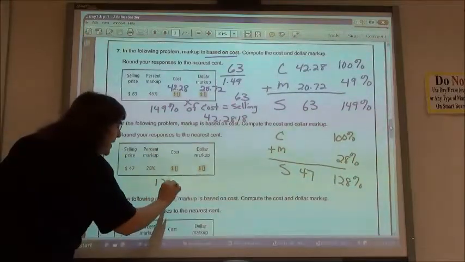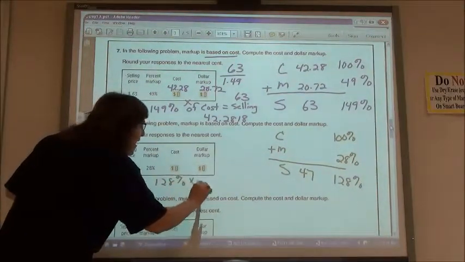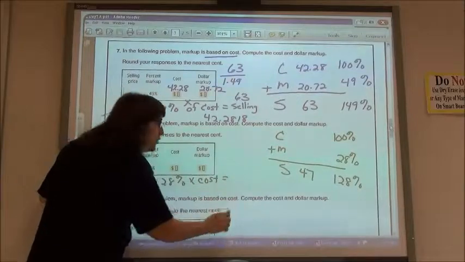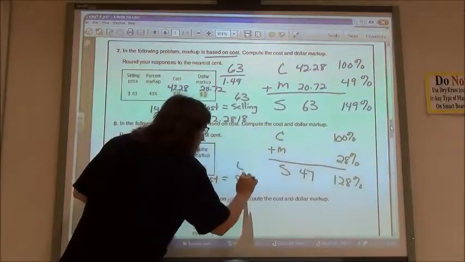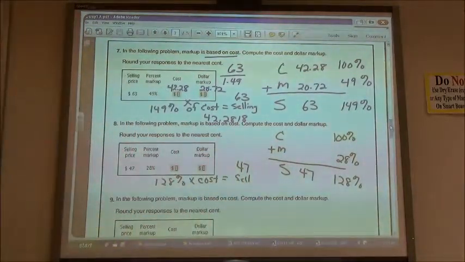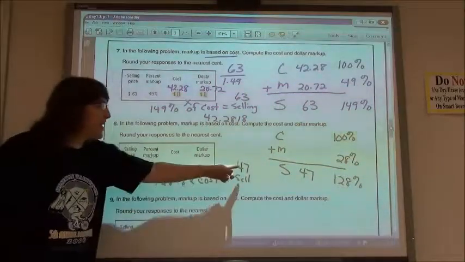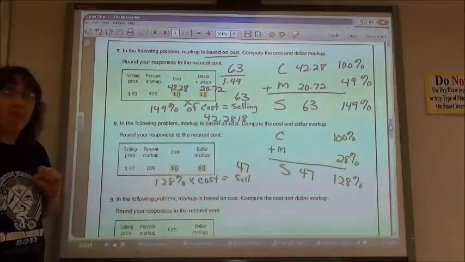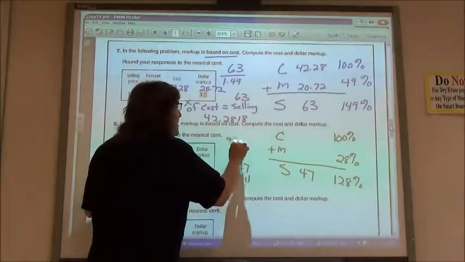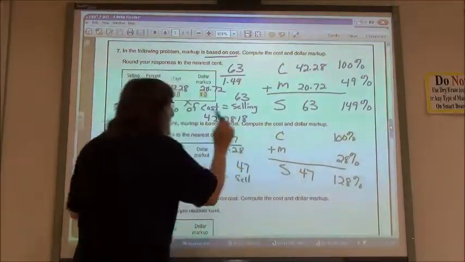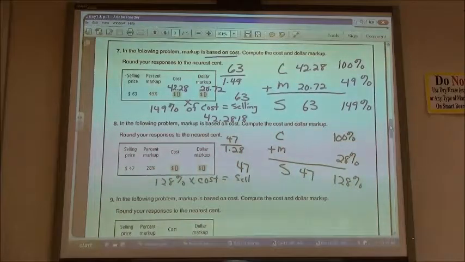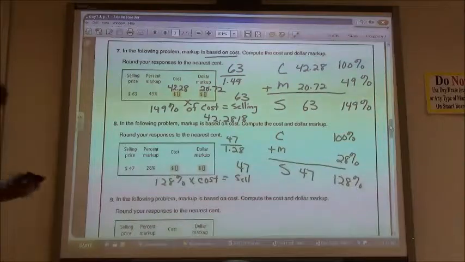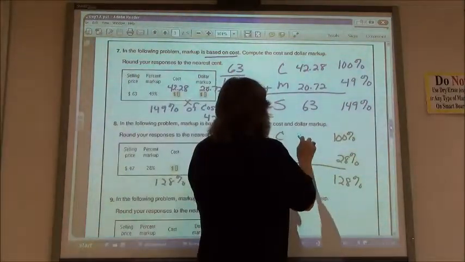So 128% times my cost is equal to my selling price, the $47. So again, in order to solve that, I'm going to take my selling price and divide it by that 128%. So 47 divided by 1.28 is how I'm going to calculate that cost. 47 divided by 1.28 gives me $36.72 when I round it off.